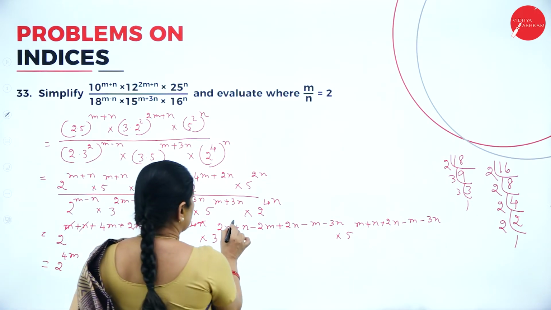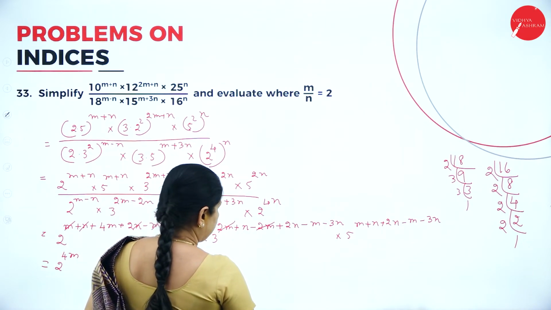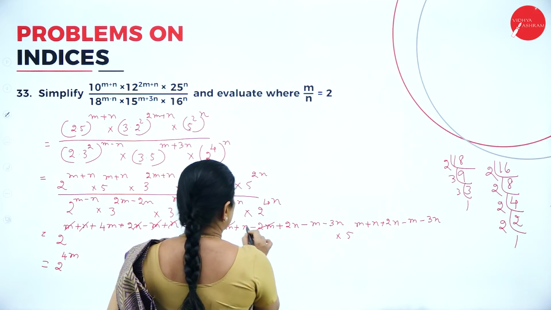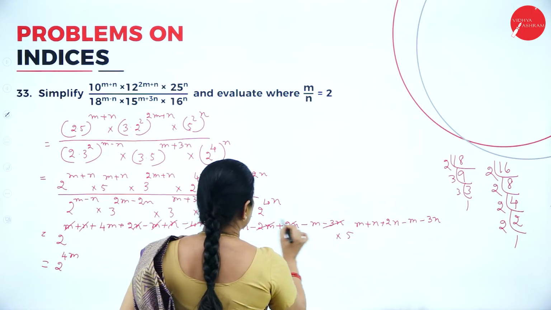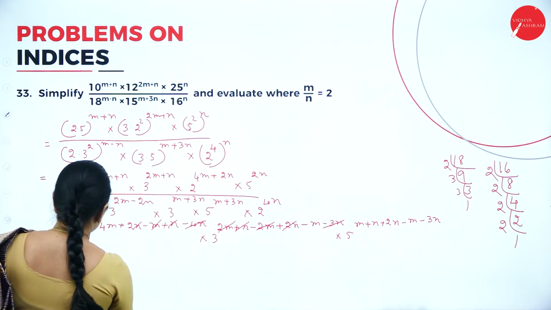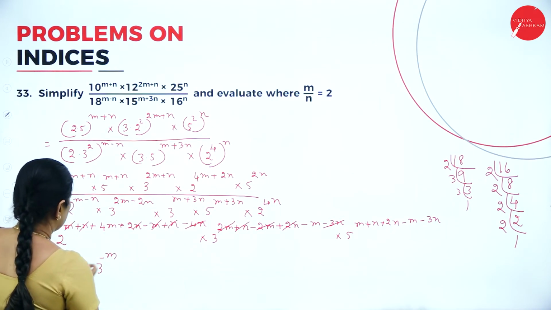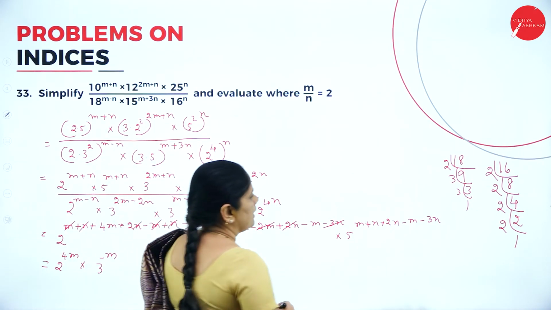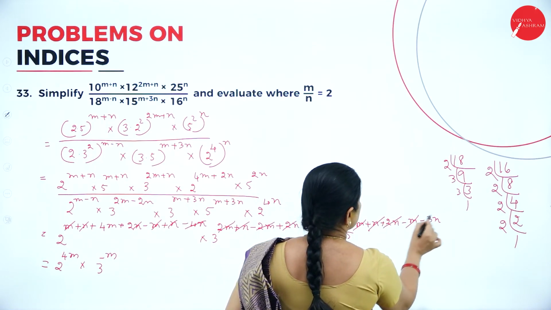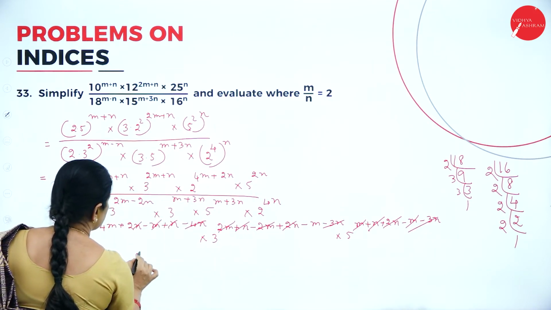Then here also plus 2m minus 2m gets cancelled. Then I have here 2n plus n, 3n, it gets cancelled. So minus 3n gets cancelled. I am left with into 3 to the power of minus m. Then next I have plus m, minus m gets cancelled. Then this 3 gets cancelled. So into 5 to the power 0.